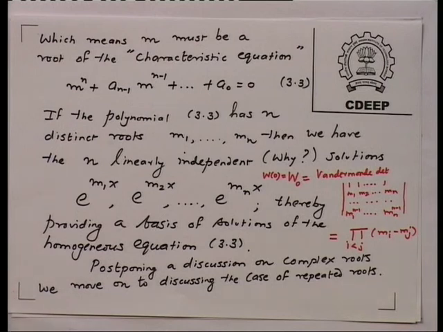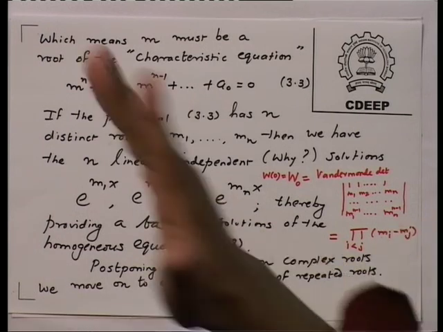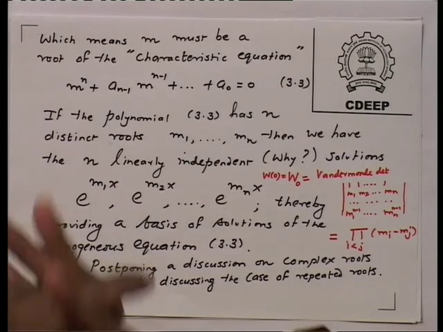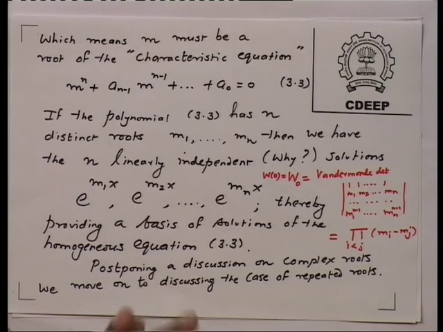Now let us postpone the discussion on complex roots, but there is another problem. The characteristic equation 3.3 can have repeated roots. Suppose, for example, the characteristic polynomial is (m minus 1) to the power n equal to 0. There is only one root, 1, repeated n times. Then this procedure only gave us e to the power x, but we are supposed to produce n solutions. We only produced one solution. So we have to now produce further solutions, correct.